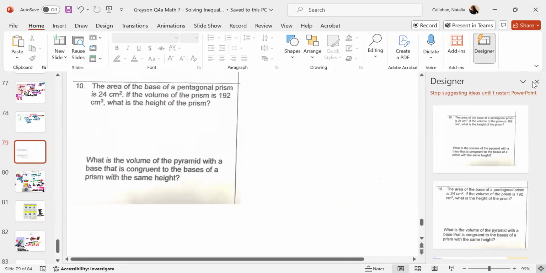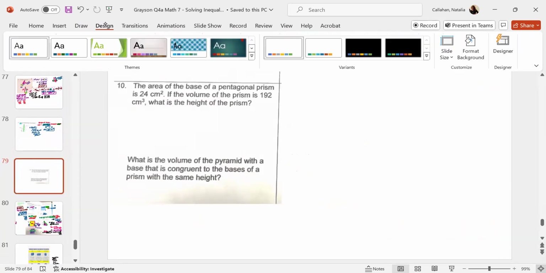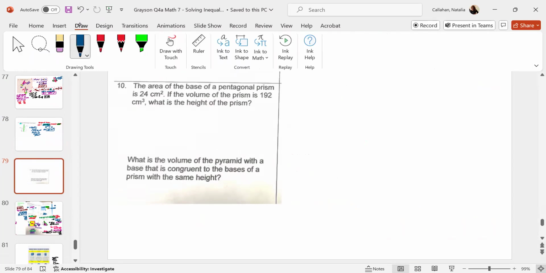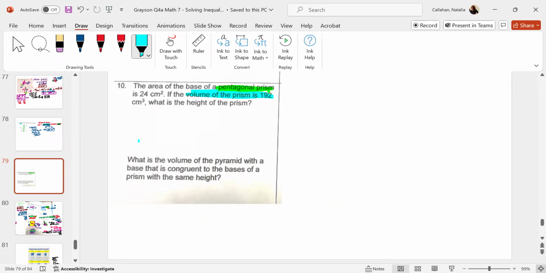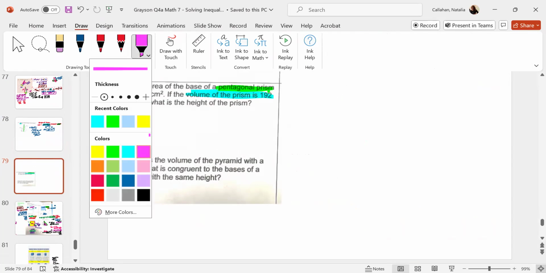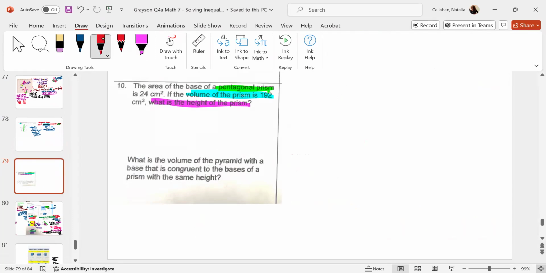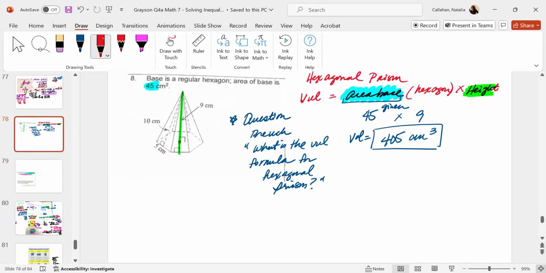Okay, read the question, please. Area of the base of hexagonal prism. Actually, don't read it. Take your highlighter, highlight the important information. What shape do you have? Hexagonal prism, but that is square. Here is the other issue that I have. This is not a hexagonal prism.